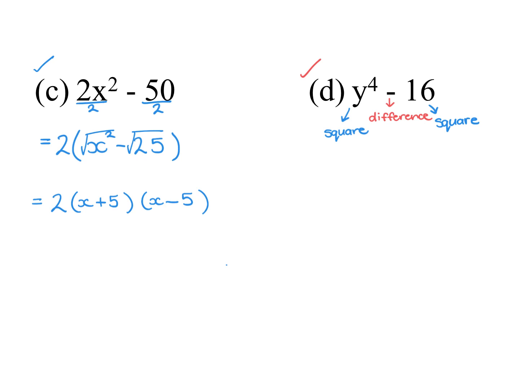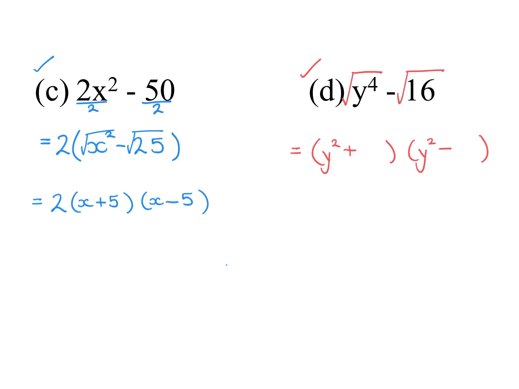It's actually a difference of squares, so we are going to use the same method we've been using. So we're going to start off by drawing two brackets. Okay, put a plus in one and a minus in the other, and let's take the square root of each. Now, square root of y to the power of 4 is actually y to the power of 2, because square root of 4 is 2.